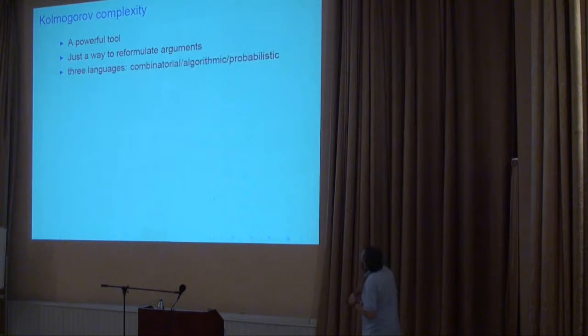And actually, there are three languages, not only two. They were listed in the first paper of Kolmogorov: combinatorial language, complexity language, and probability theory language. And my goal today is to give some examples of translations.